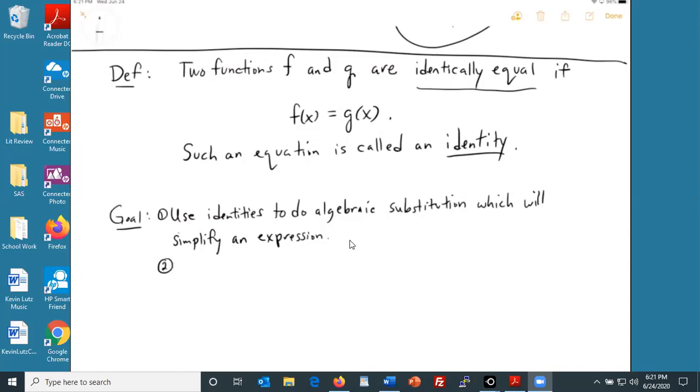Goal number 2 is also going to be to show that 2 expressions are equal. So those are the goals with the identities in most mathematical situations. You either use these things to simplify or you use them to prove that 2 things are in fact the same thing.